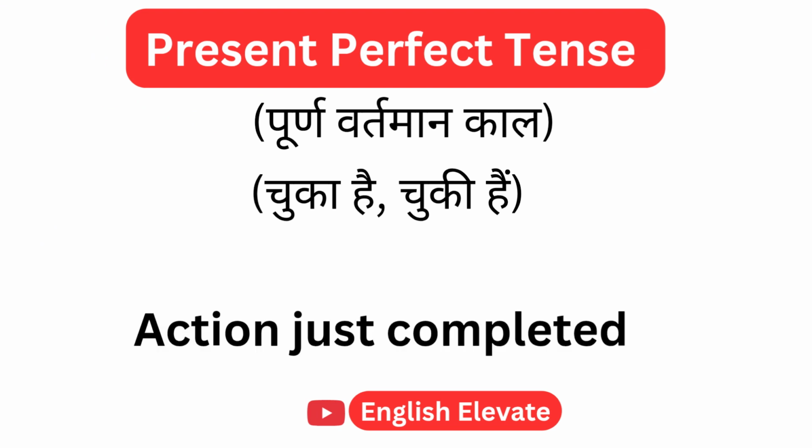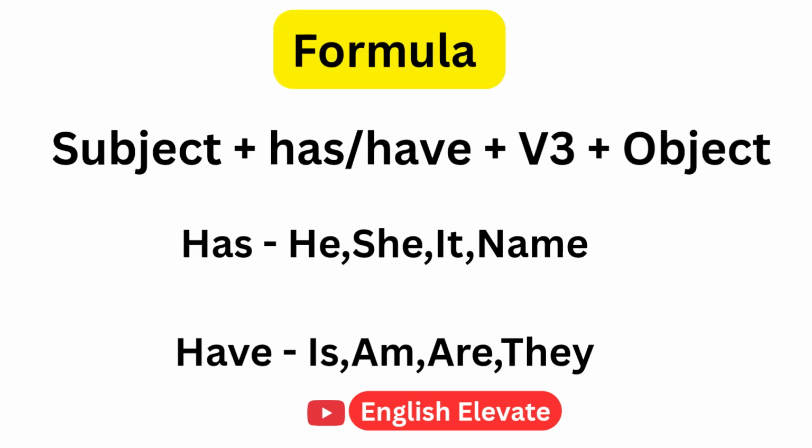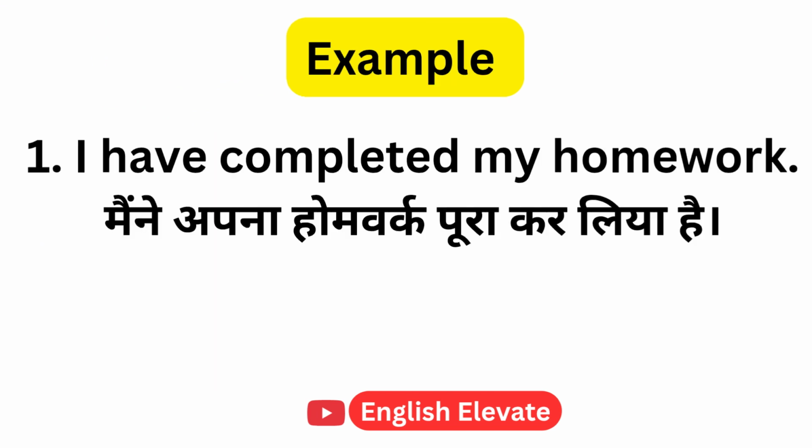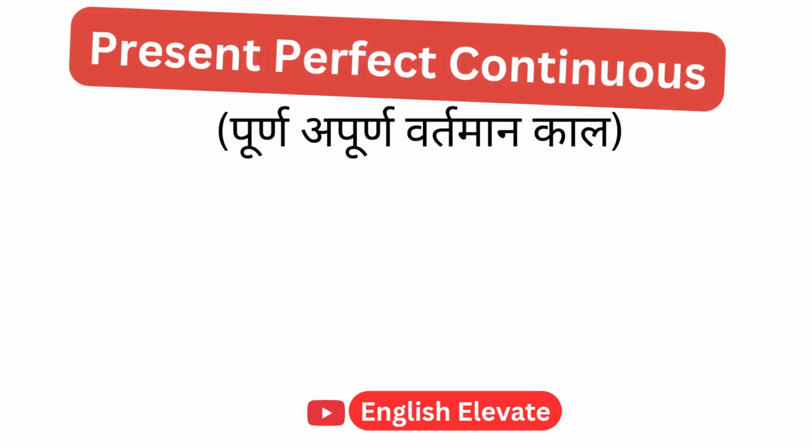Third tense is present perfect tense. The present perfect is used for actions that have just been completed or whose results are still connected to the present. And the structure is subject plus has, have plus verb ka third form plus object. And the example is I have completed my homework. Second, she has cooked dinner.